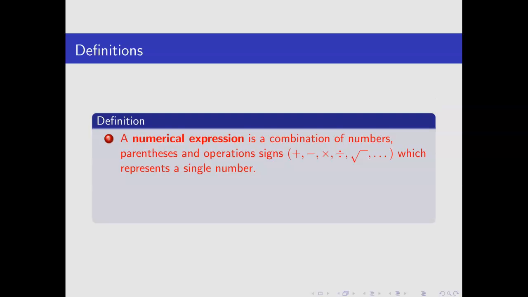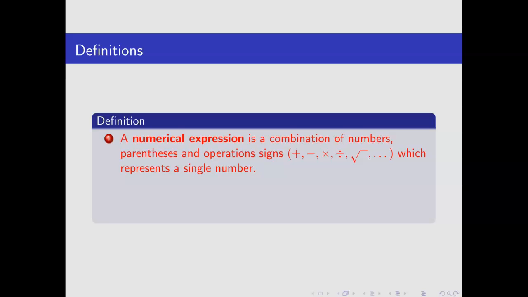Today we're going to talk about material from Chapter 4. These are expressions, identities, and properties, and then we're also going to talk about exponents. So starting with our definitions, first definition is about expressions.